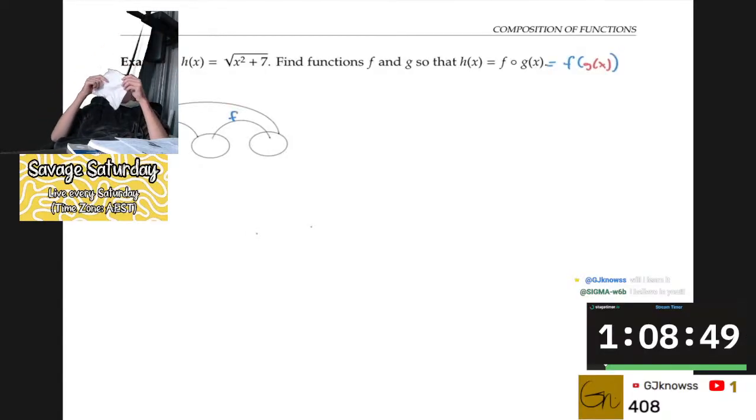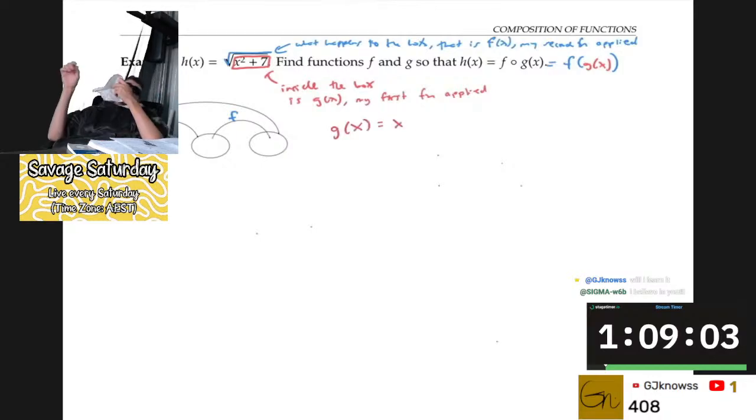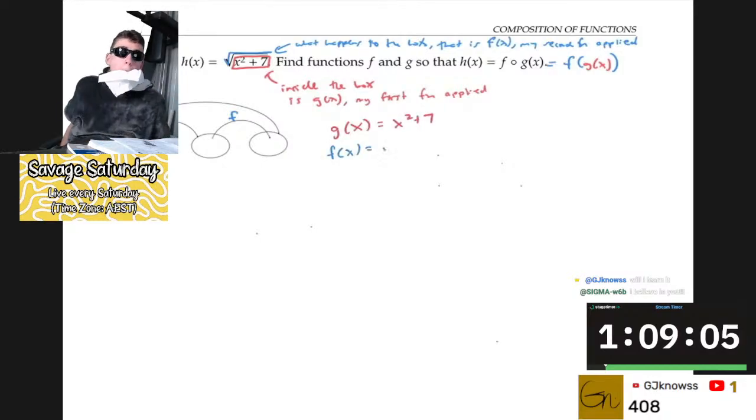In order to figure out what f and g could be, I need to draw a box around something inside my expression for h. So I'm going to draw a box around x squared plus 7. Then whatever's inside the box, that'll be my function g of x, the first function that gets applied. Whatever happens to the box, in this case taking the square root, becomes my outside function, my second function, f. So here, we're going to say g of x is equal to x squared plus 7, and f of x is equal to the square root of x.